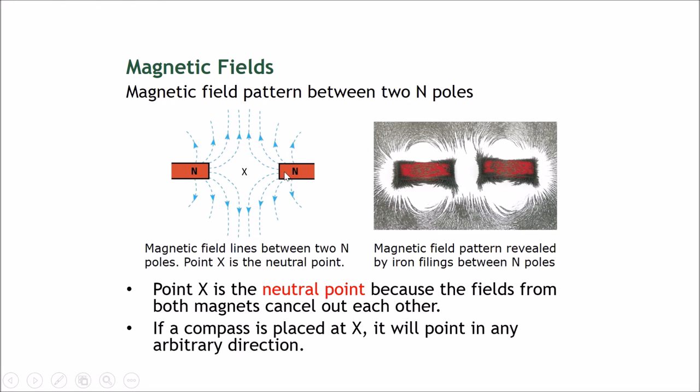In comparison, if these are two south poles, what would you do? These lines would still be the same. However, the arrows would all point in.